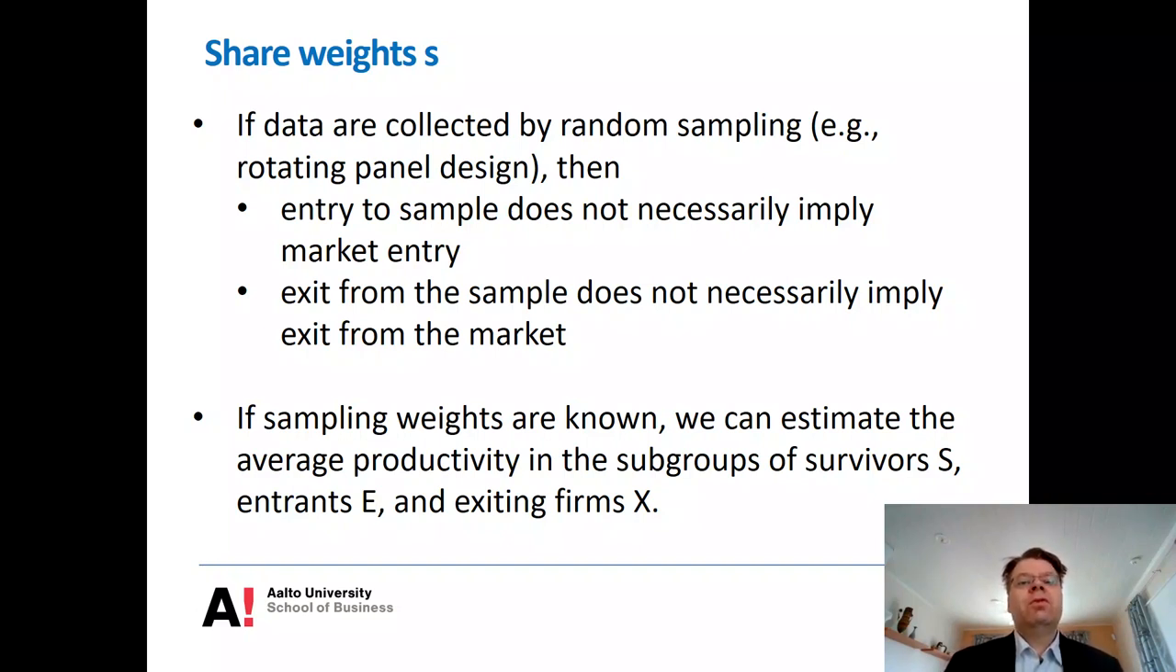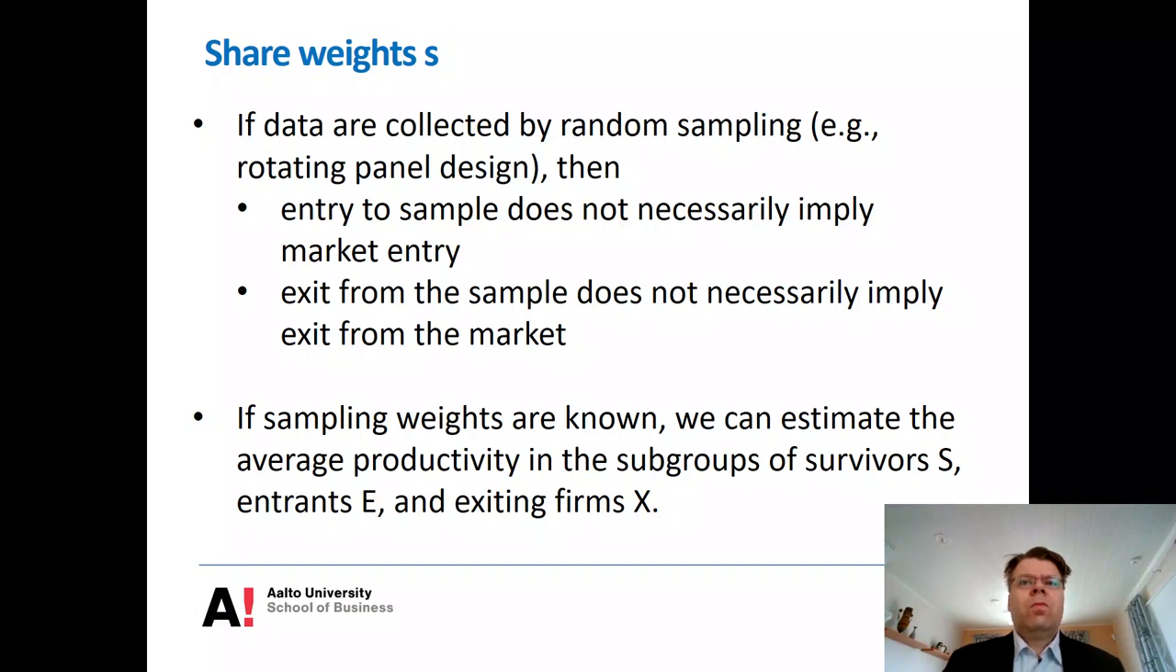So there could of course also be this kind of survey non-response bias, that perhaps certain types of firms are more likely to respond to the survey than some other firms, and that can favor either highly productive firms or low productive firms, depending on the survey design.